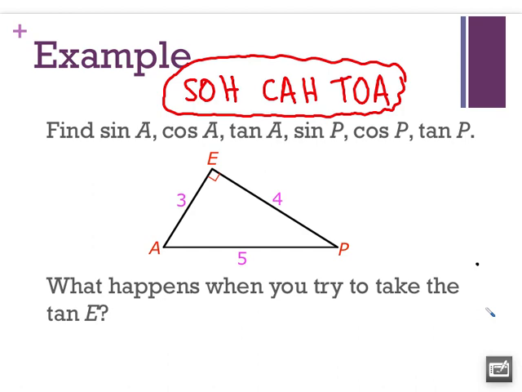Say again? 4/5. Is he right? Yes. Here's angle A. Sine is defined as opposite over hypotenuse. The opposite side is 4. The hypotenuse is 5. Beautiful.